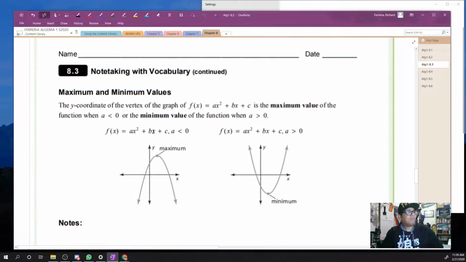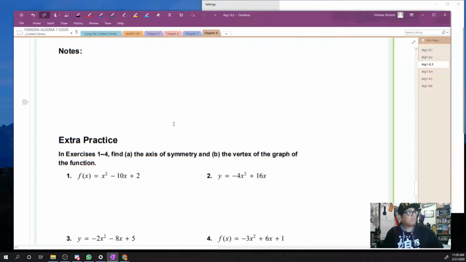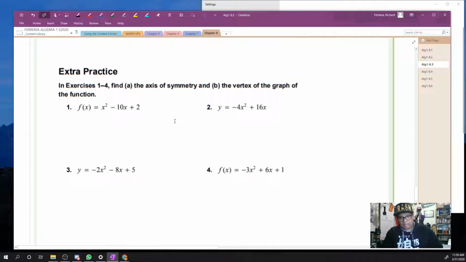So I think it's time for a couple of examples here. We have minimum values and maximum values. First one, we'll find the axis of symmetry and the vertex. We'll only do a couple of these. So we'll do this first one, number 1, and then we'll go on to number 4, which looks a little more hellacious. So number 1, let's find the axis of symmetry.